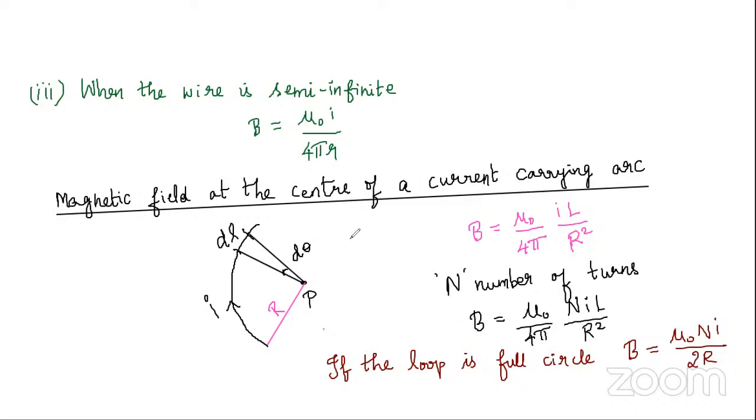Full circle means something like this. If the loop is a full circle and it carries current I, and if you want to find out the magnetic field at this center, then you have to apply this equation B equal to mu naught Ni by 2R. And this is how you need to understand the concepts of magnetic field due to the current carrying arc.